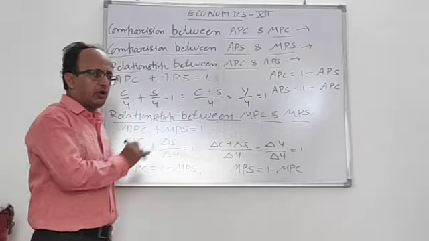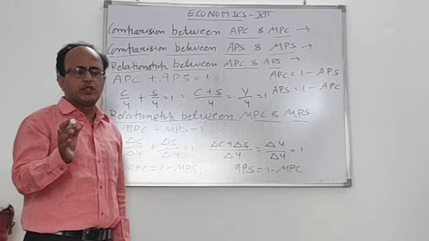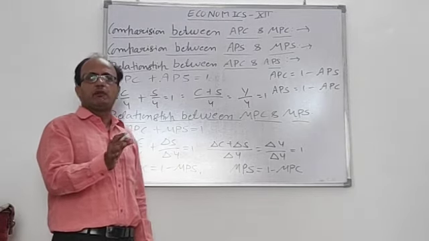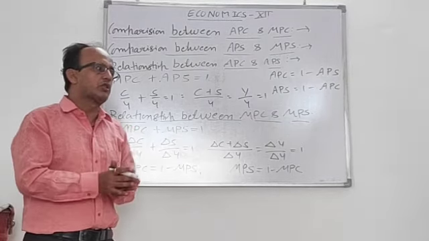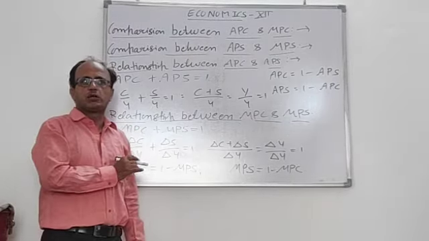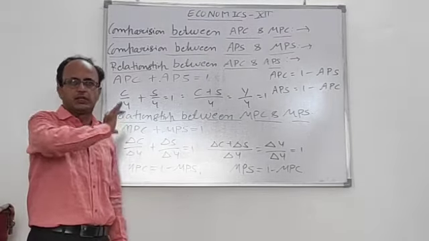Okay, and we also studied saving function or propensity to save. In this we studied the meaning of saving function, its different components, diagram, etc. And we also studied average propensity to save and marginal propensity to save. In today's class we will continue it.